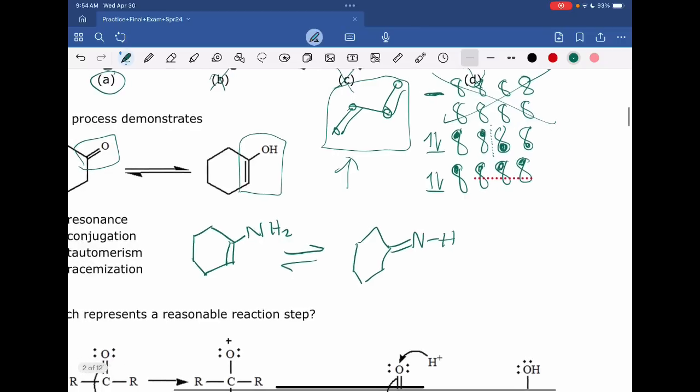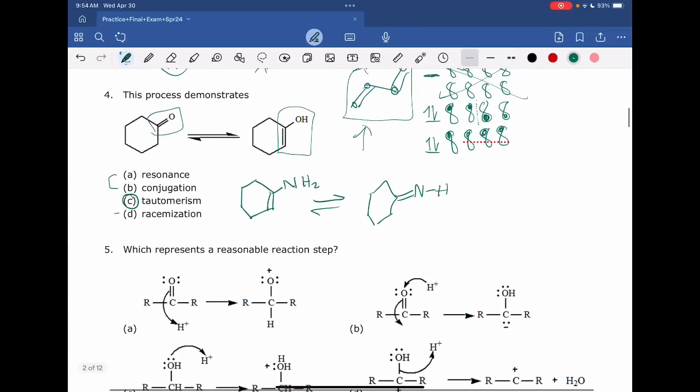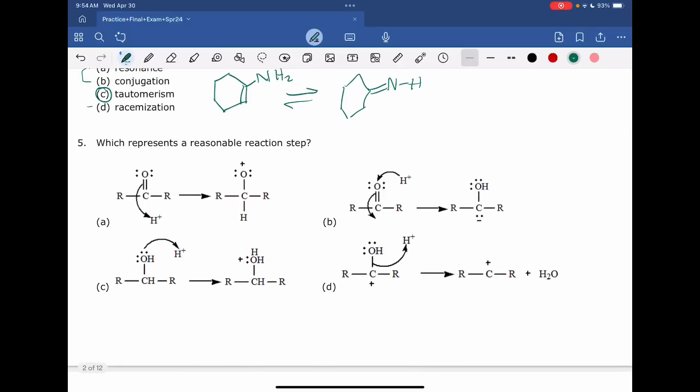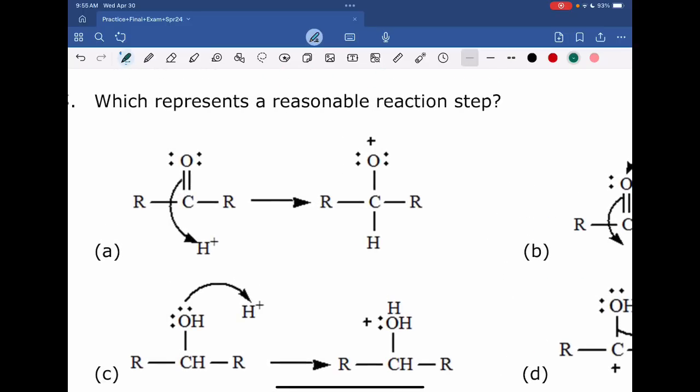Be careful with that. But yeah, this is tautomerism. What represents a reasonable reaction step? Okay, so for A, first of all, they're drawing arrows without bouncing them. So I don't know if this arrow goes to the C and then to the H, or to the O and then to the H. But based off of the product that they're getting here, I assume that they're using the carbon to grab the H. Yeah, it's doing this.